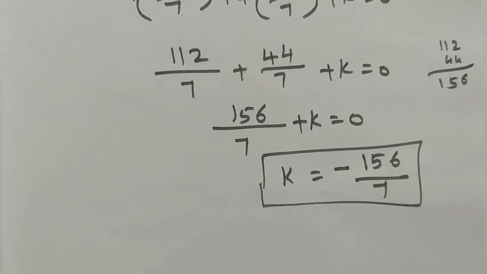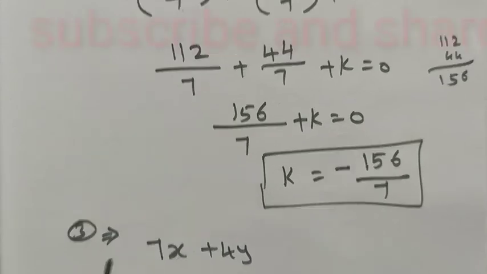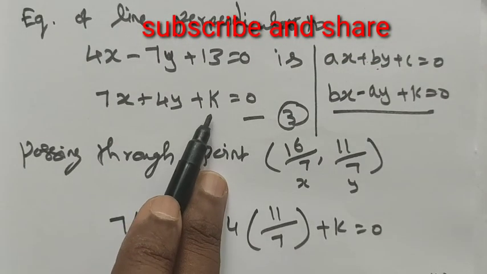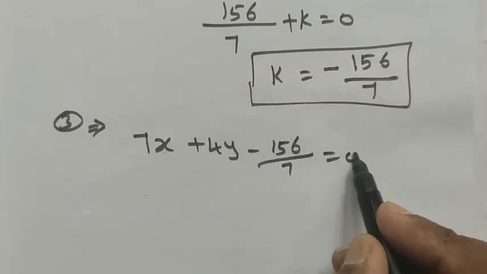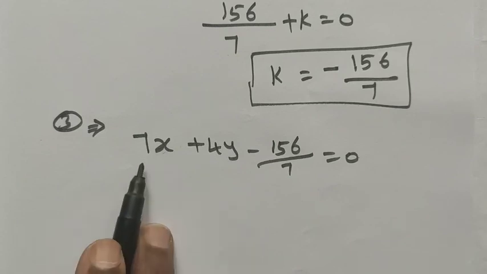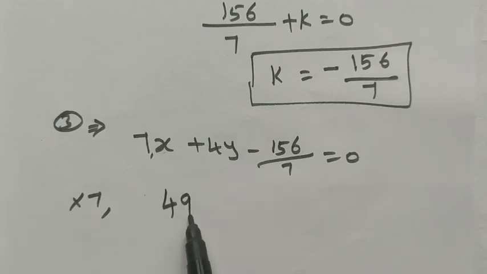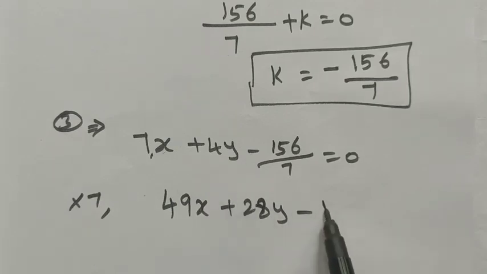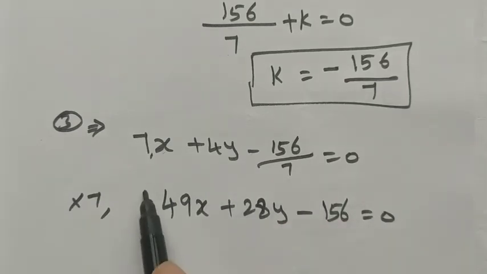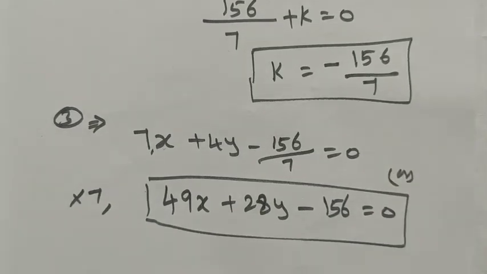Now substitute this value in equation number 3, which is 7x plus 4y. In the place of k, minus 156 divided by 7 is equal to 0 is the equation of the straight line. Or otherwise, since we have the denominator, multiply by 7: 7 sevens are 49x, 7 fours are 28y minus 156 equal to 0. The 7 is cancelled. Either we can take this or this as the equation of the required perpendicular line. Thank you, students.